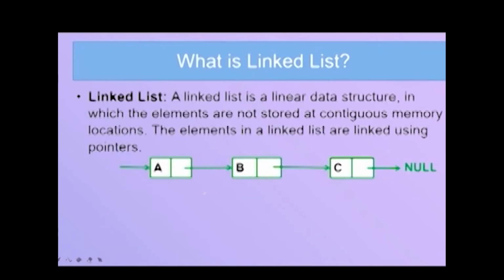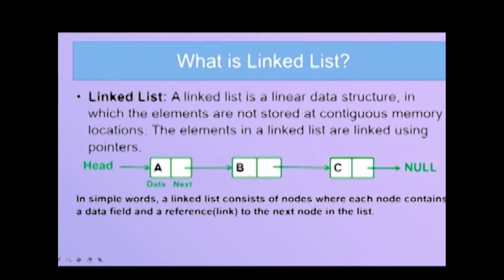Here, head points to the first node. A node contains two types of data. First is the data field, and the other is a next pointer which contains the address of another node. The next pointer of the last node contains null. So in simple words, a linked list consists of nodes where each node contains a data field and a reference link to the next node in the list. Okay, let's move on.